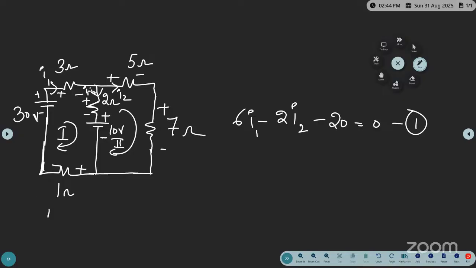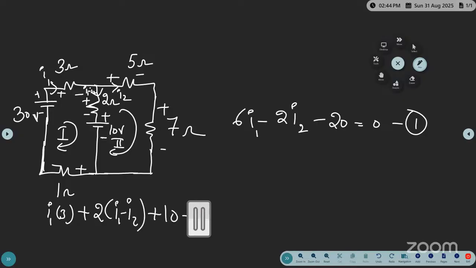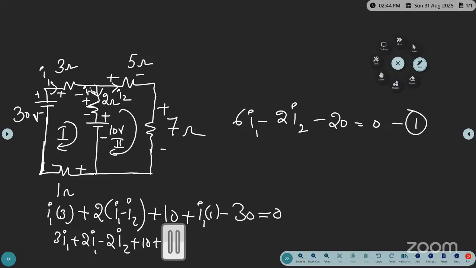See, plus I1 into 3 plus 2 into (I1 minus I2) plus 10 plus I1 into 1 minus 30 is equal to 0. So 3I1 plus 2I1 minus 2I2 plus 10 plus I1 minus 30 is equal to 0. After this, that is the answer. If you are unable to write down the equation, kindly ask me. Current into resistance, current into resistance.